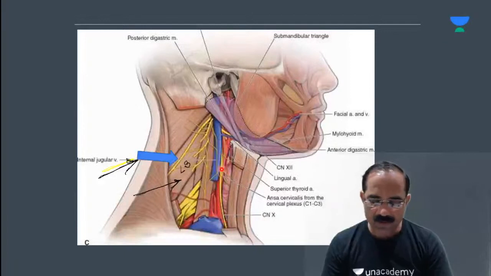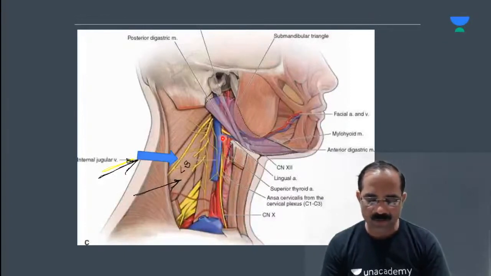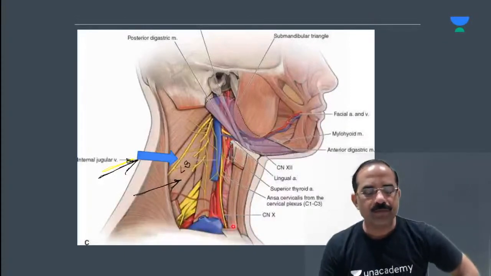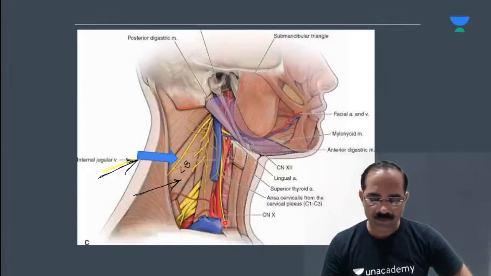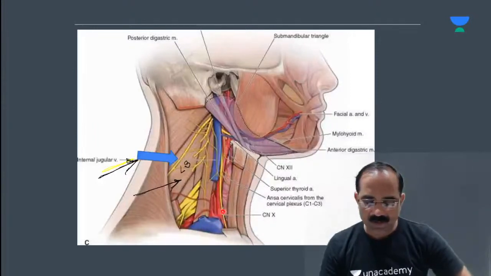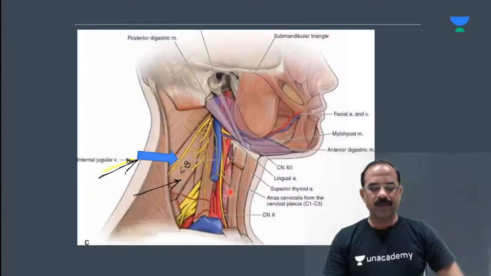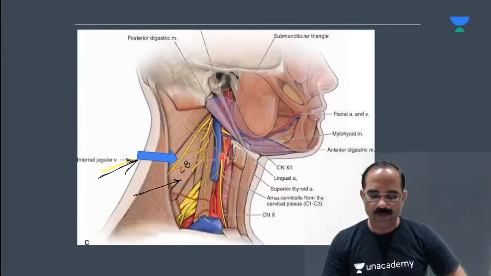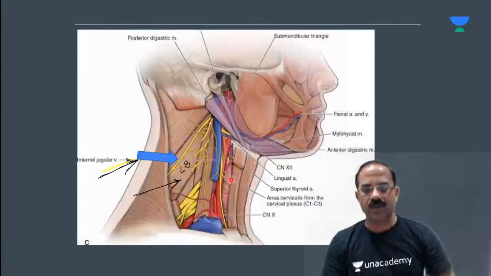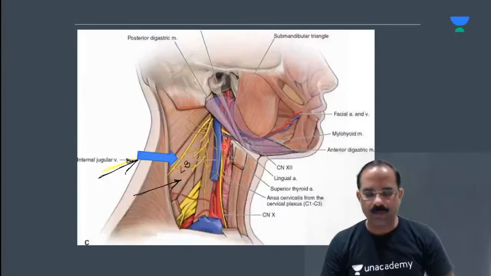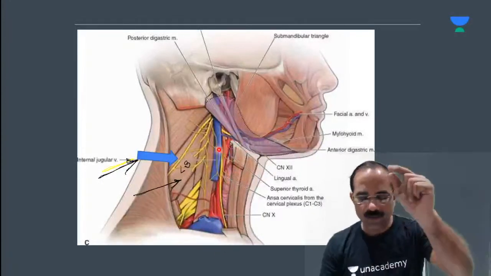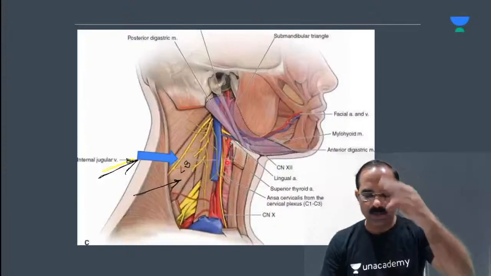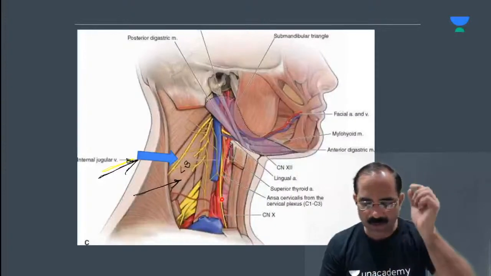Answer this. What is this structure? Students, what is this structure? This is a very important visual slide for you. This has to be vagus nerve, correct? And this vagus nerve lies in a sheath here. What is that sheath known as? Carotid sheath. The vagus nerve lies in the carotid sheath, which consists of the internal jugular vein, the internal carotid artery. That's the vagus nerve.